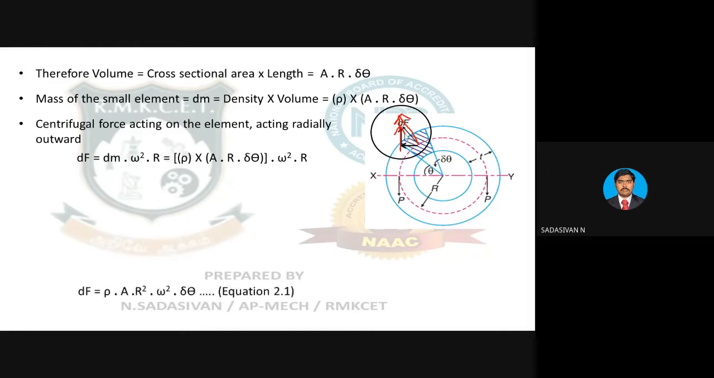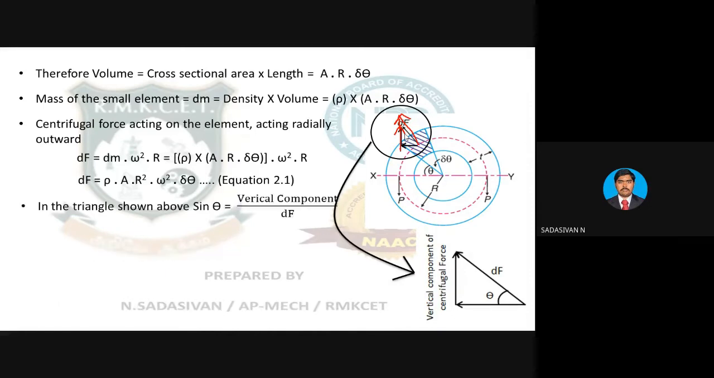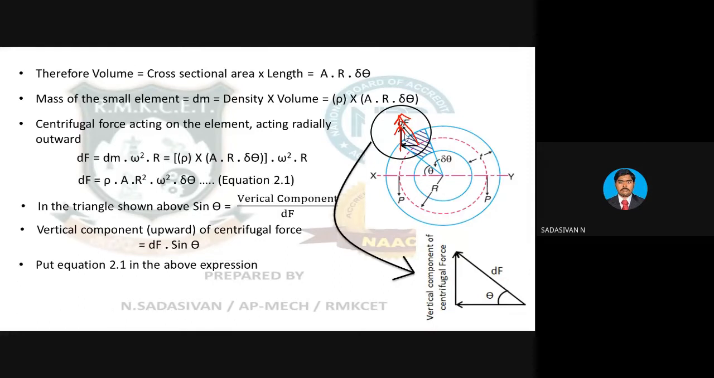So the vertical component will be some sin theta, right? Sin theta equals vertical component by dF. dF sin theta is the vertical component of the centrifugal force. Now the important thing you have to remember here is such vertical components will be there from every cross section of the wheel acting upwards.